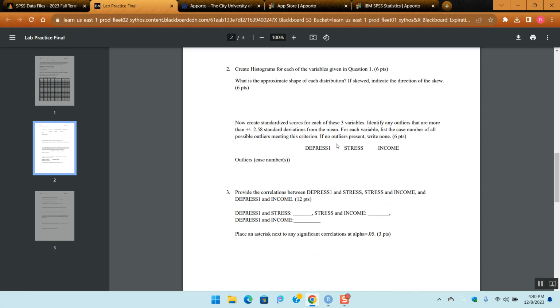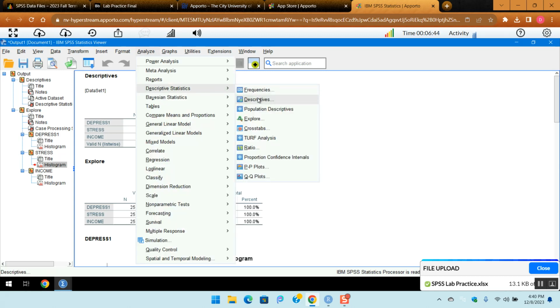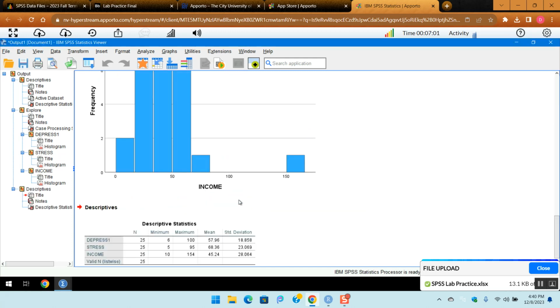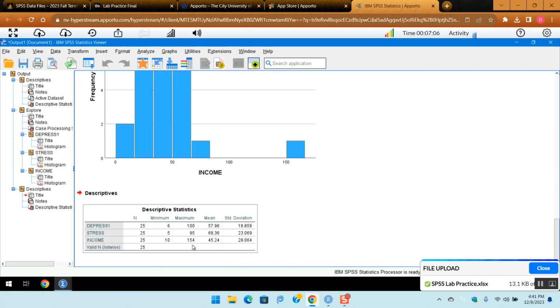Outliers. Oh, I forgot the outliers. So outliers I have to do through descriptives again. Let's do Analyze, Descriptives, the same thing we did for question 1. Let's do save standardized values as variables. I could have done that when I did question 1, but I've decided to show you a separate step. It's going to make 3 z-score variables. So it's done it already.